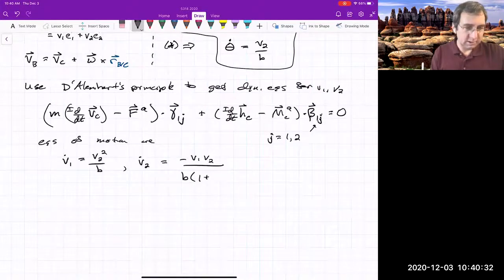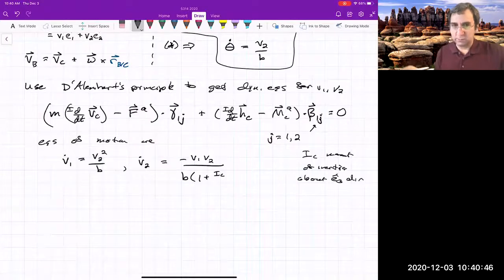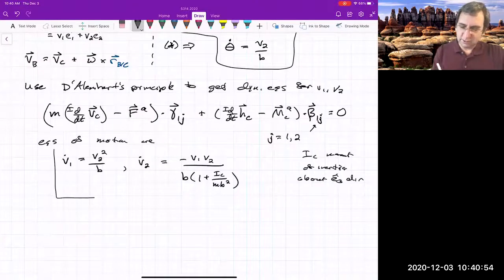Plus IC. IC is just the moment of inertia about the E3 direction, right? Because we are taking into account this rigid body rotates over MB squared. So they look kind of strange.